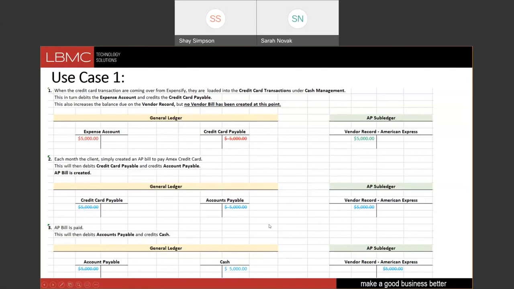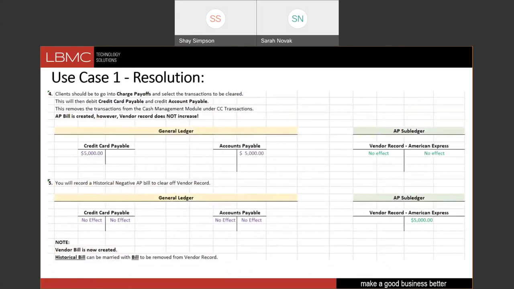But when they went in and paid that AP bill, so they created that American Express bill, and they paid it, it of course debited accounts payable, cleared it out, credited cash, and look, it came off the vendor record. Said, still got this measly $5,000 sitting up here. Okay.